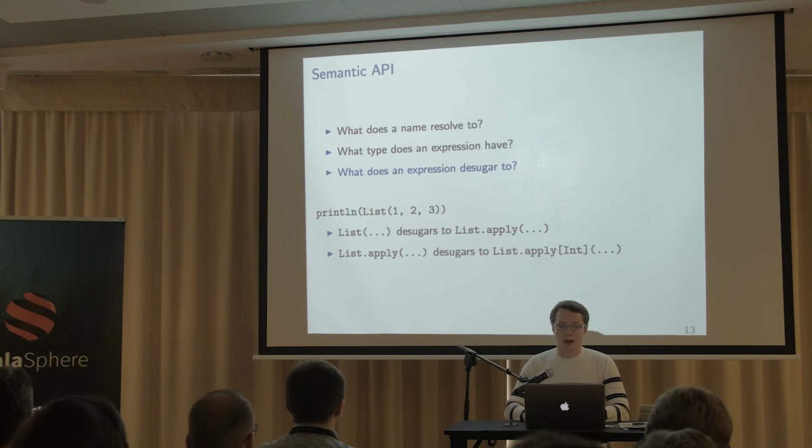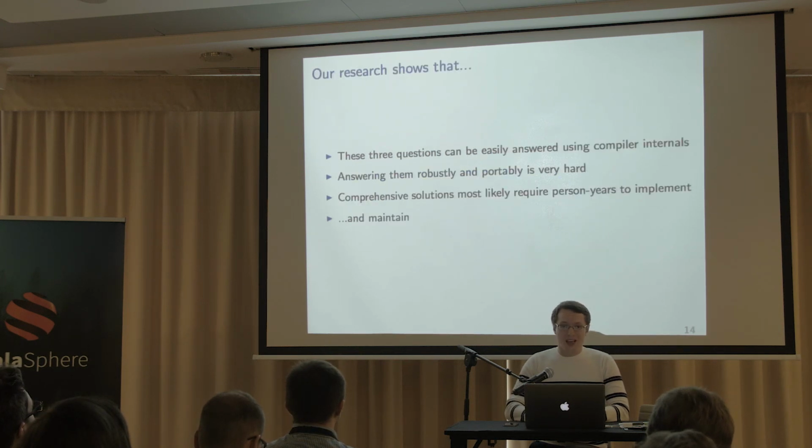Here we can see that this List thing is actually a reference to the companion object of List. And the application of this companion object to its arguments means invocation of the method called apply. And then, recursively, this invocation of the apply method also implies type inference, which appends the Int type argument. These rules are pretty involved, and we definitely need a comprehensive API to access the desugarings. Or so we thought.